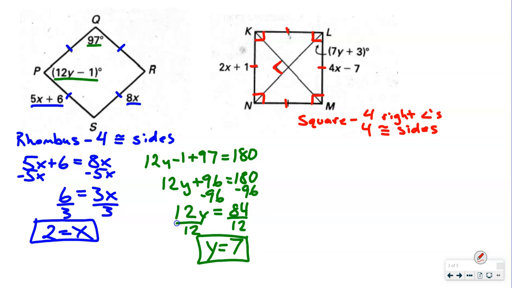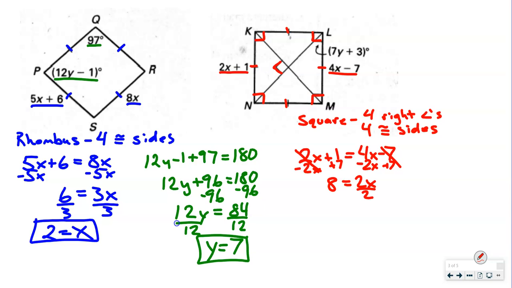But first look at x. Got a 2x plus 1 and a 4x minus 7. For my sides, I know my sides are congruent, so they just equal each other. 2x plus 1 equals 4x minus 7. So I'll subtract 2x from 4x. I'll add 7 to the other side. Gives me 8 equals 2x, divide by 2, and x equals 4.